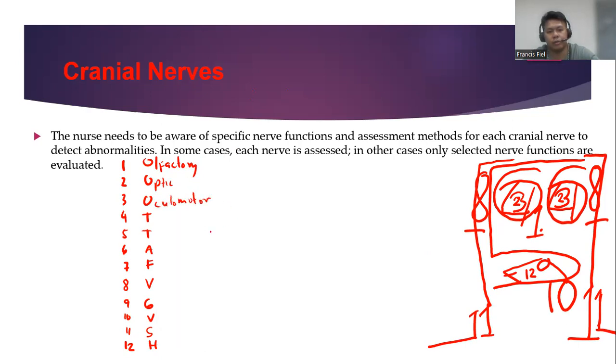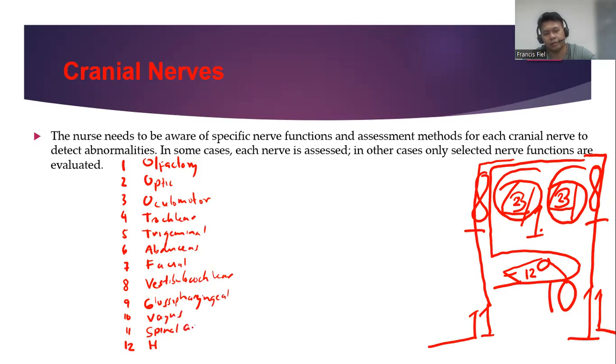Oculomotor. You have your trochlear, trigeminal, abducens, facial, vestibulocochlear, glossopharyngeal, vagus, spinal accessory, and then hypoglossal. Yan.